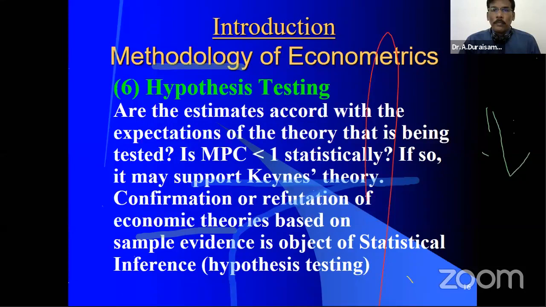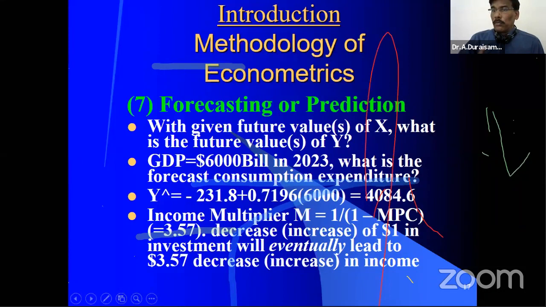And what is the use of it? The use of it is nothing but that you can forecast or predict. Suppose you have taken an income group of 5,000 to 50,000, then you can also forecast, if it is 70,000, what the income change will be, what the consumption change will be. And if you have estimated up to 2020, you can forecast for 2025.